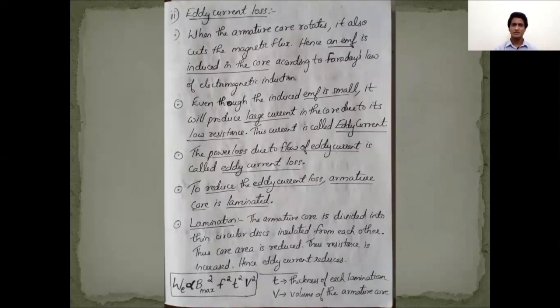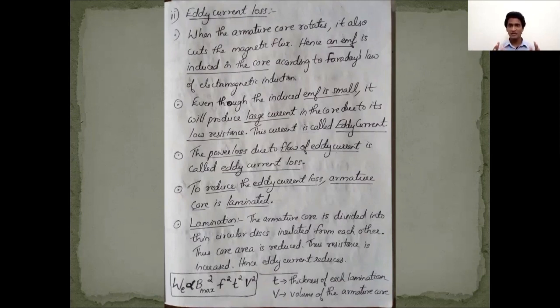As we know, we want EMF to be generated or induced in the armature windings only. But whenever my armature core is rotating in a magnetic field, according to Faraday's law of electromagnetic induction, an EMF will be induced in the armature core. Even though the induced EMF is very small, my armature core area is very large.